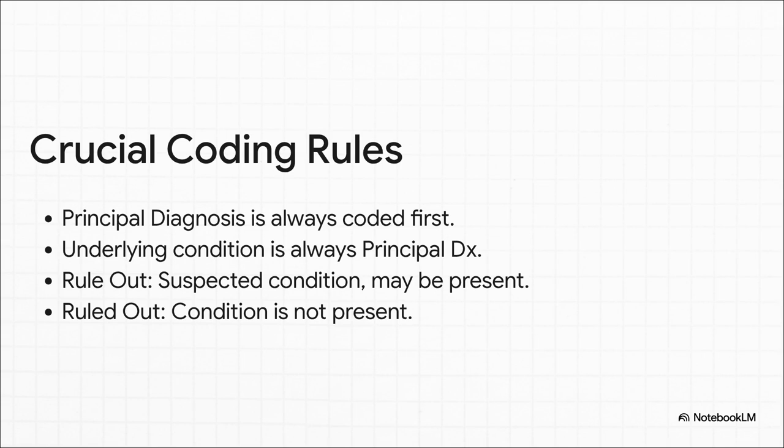Rule out means the physician suspects the condition and it might be present on admission. Ruled out, with a D, means a condition is definitively not present. This completely changes things depending on your setting. In an outpatient setting, if something is ruled out, you code the symptoms. But for inpatients, we only code the established conditions.